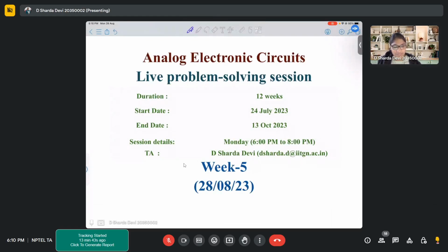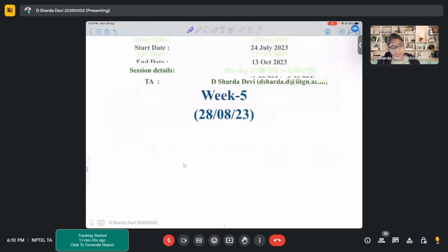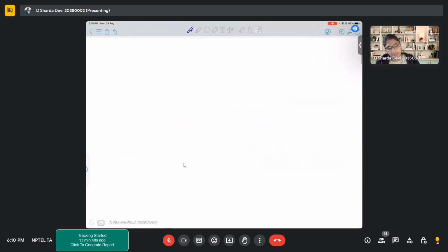Okay, so let's begin this week. The first concept that I wanted to touch upon is capacitances. Have we discussed capacitances till now? No, right? Did we discuss the capacitances in the MOSFET? I don't think we did. Okay. So this is a MOSFET, right? Gate, drain, source.